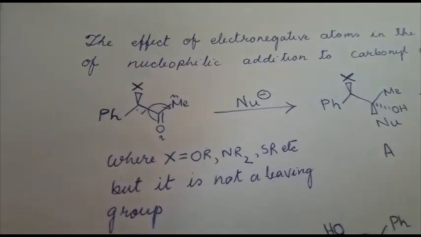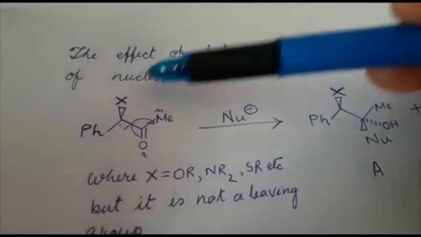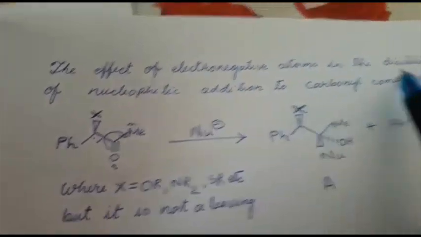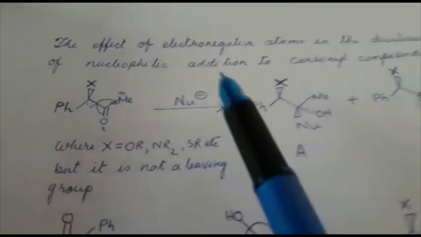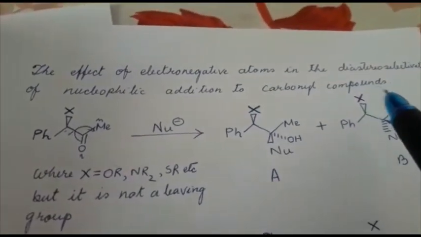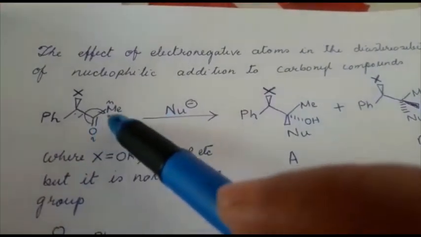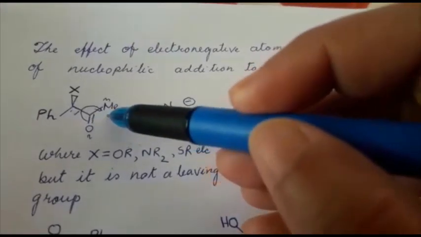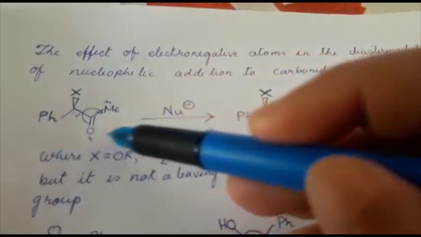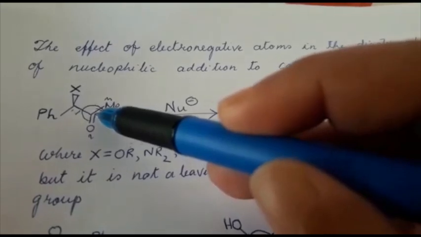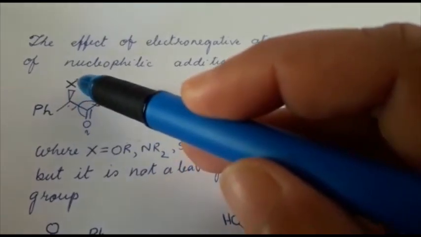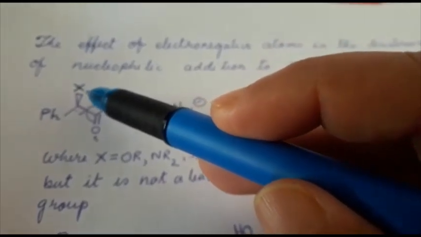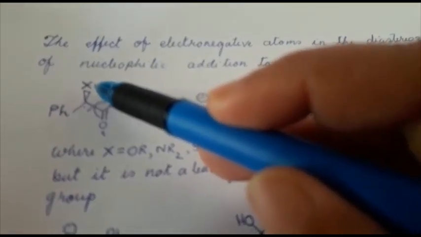In this video, we are going to discuss the effect of electronegative atoms in the diastereoselectivity of nucleophilic addition to carbonyl compounds, and we'll discuss with this particular molecule where there is a carbonyl group and it is attached with an asymmetric carbon which is substituted with an electronegative group.